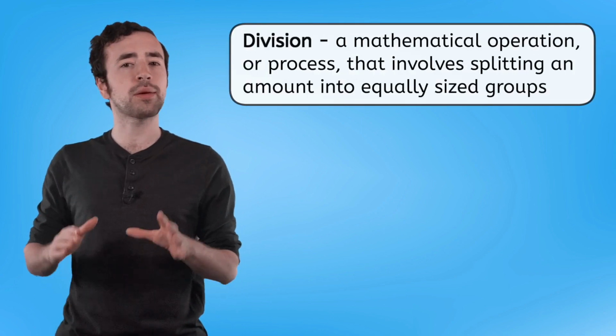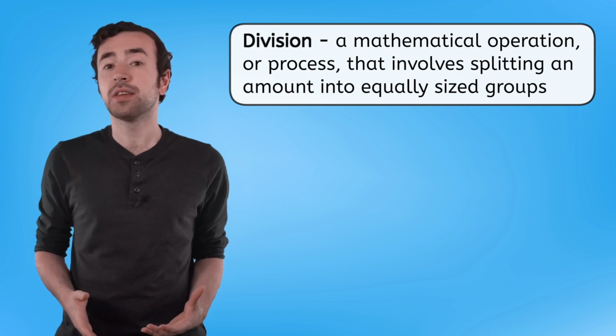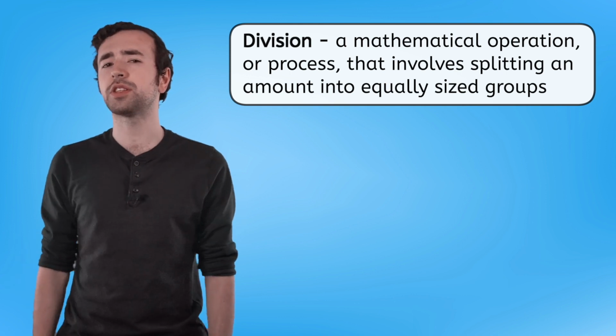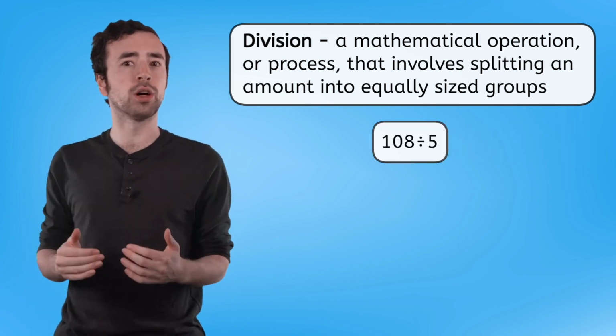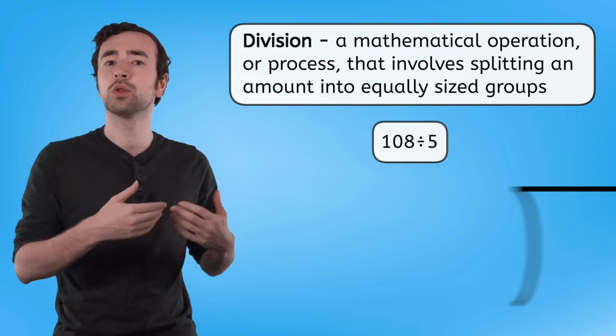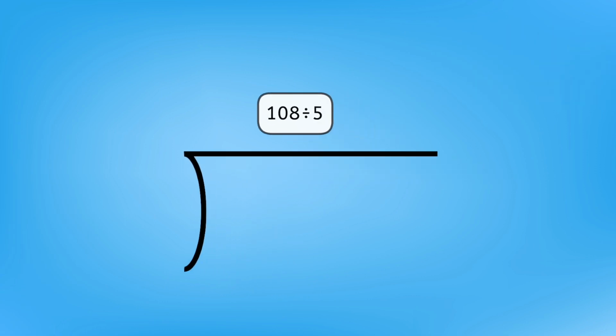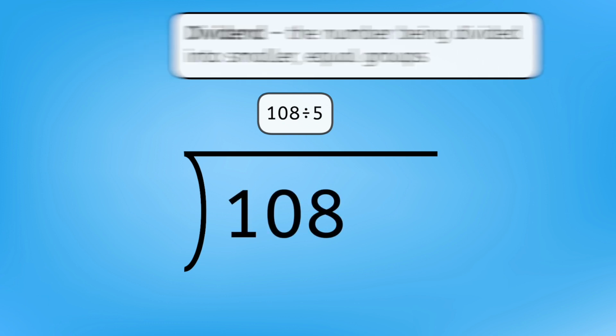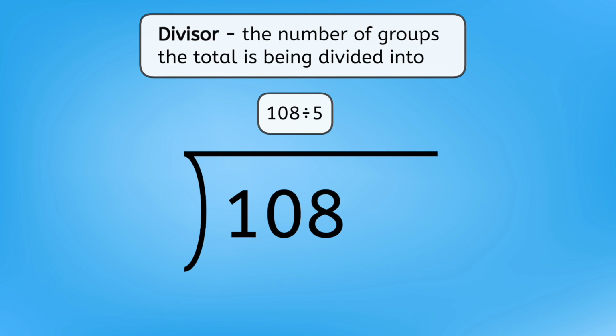Let's warm up with some division basics before we jump into solving our camera conundrum. Division is a mathematical operation or process that involves splitting an amount into equally sized groups. You can write division problems 2 ways, like 108 divided by 5 with the division symbol, or by using the long division symbol. The dividend, the number being divided into smaller equal groups, goes inside the long division symbol. And the divisor, the number of groups the total is being divided into, goes in front of the symbol.